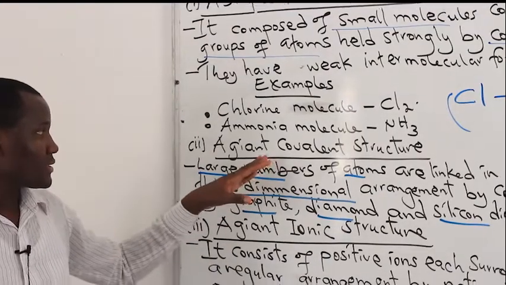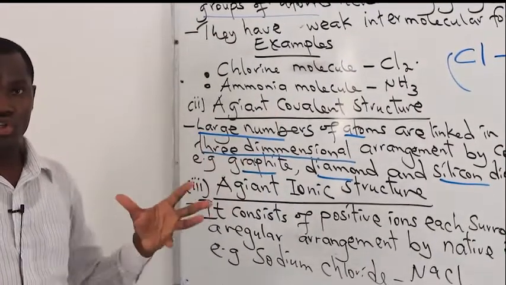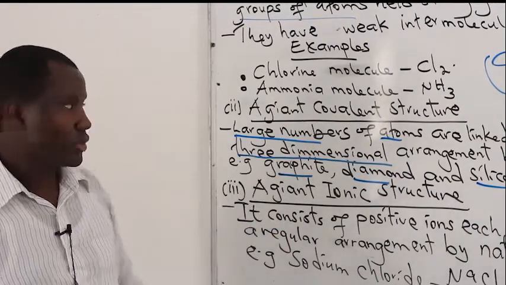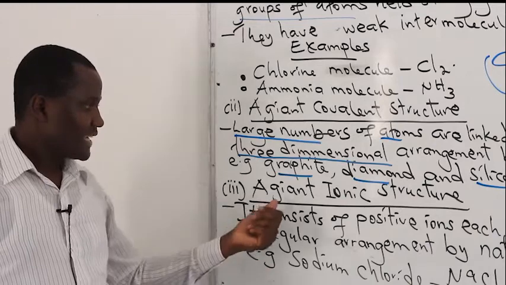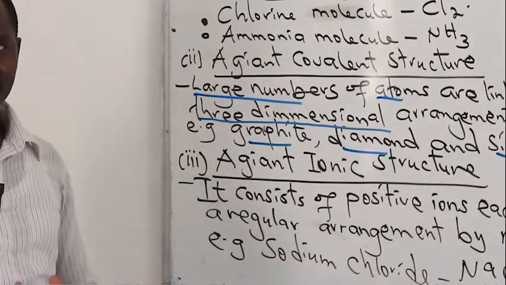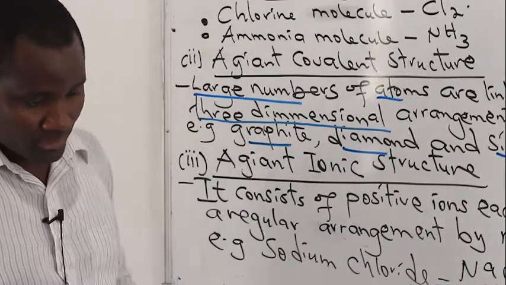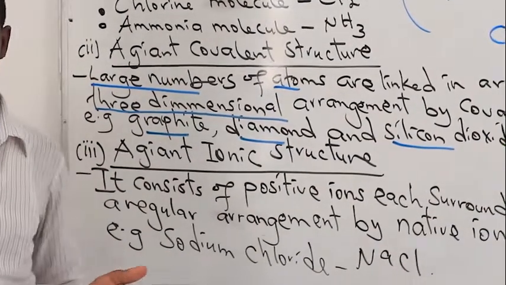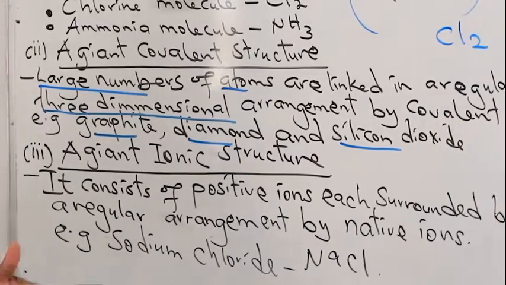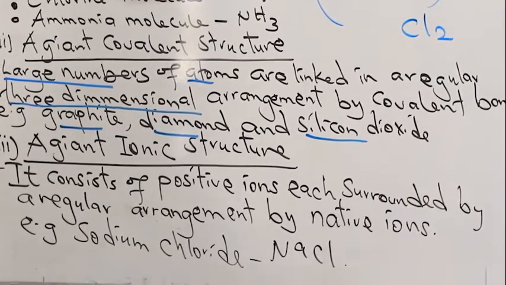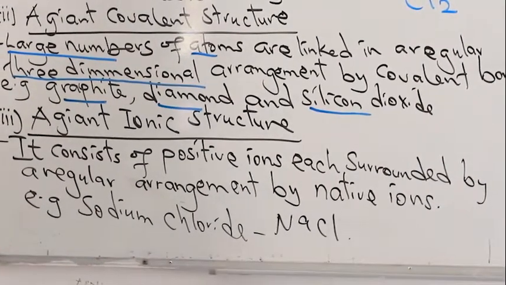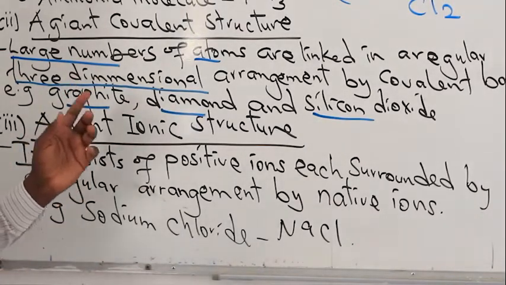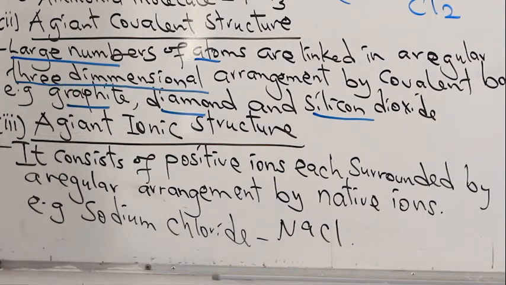Remember, still under this giant covalent structure, we are talking about nonmetal elements. All of them are nonmetal elements. Then we have the giant ionic structure. This will be building more on the ionic bond, where we said ionic bond is formed when we have one metal element and another one as a non-metal element. So the combination of a metal and a non-metal element forms an ionic compound or ionic bond.